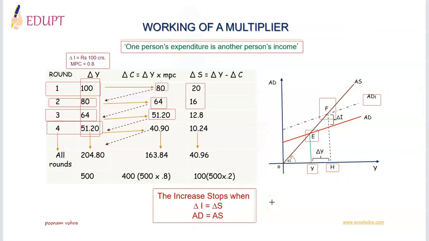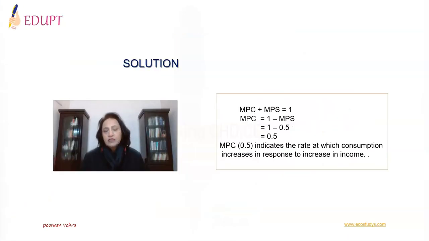So it is clear that change in income is greater than change in investment, and the value of multiplier K is equal to delta Y by delta I. Marginal propensity to consume, which is 0.5 in this case. So marginal propensity to consume indicates the rate at which consumption increases in response to increase in income. I hope it is clear.